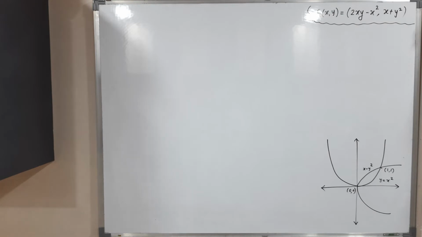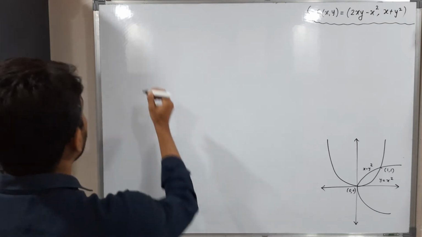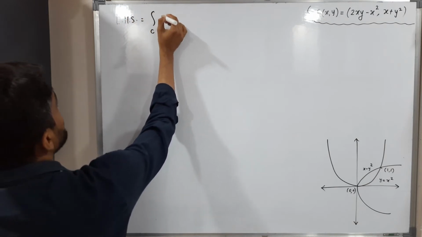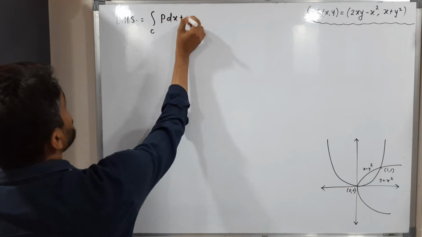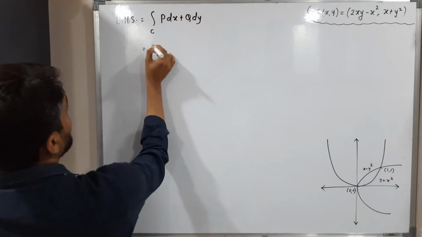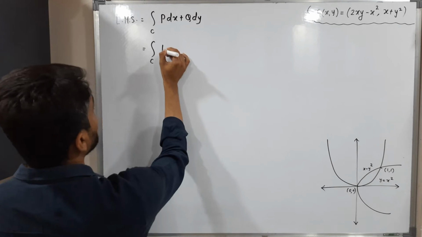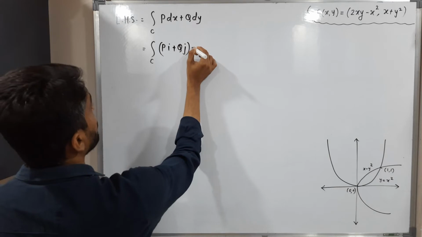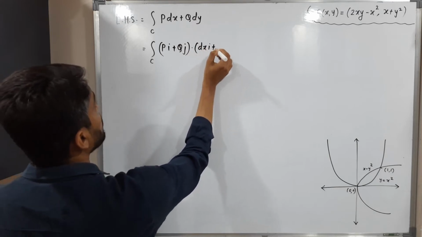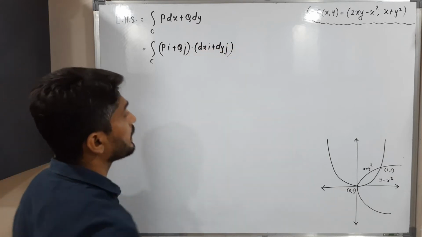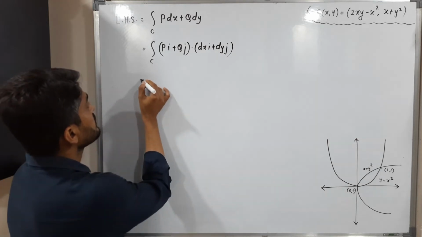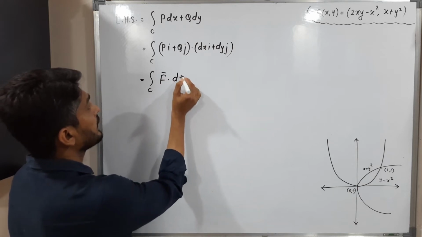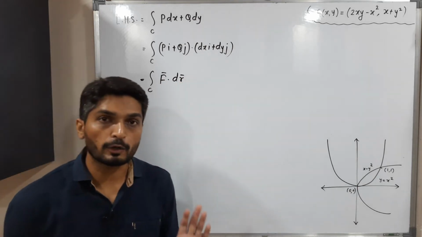So now let us work on the left hand side. Let me write the left hand side, which is equal to integration over C of P dx plus Q dy. The same thing we can write in this way also: integration over C of Pi plus Qj dot product dxi plus dyj. Same thing we can write as integration over C of F bar dot dr bar, the line integration.